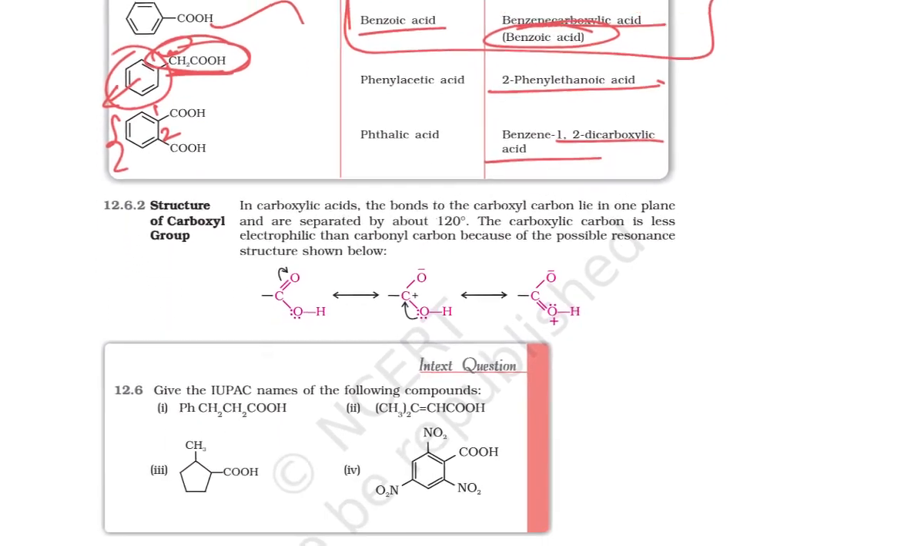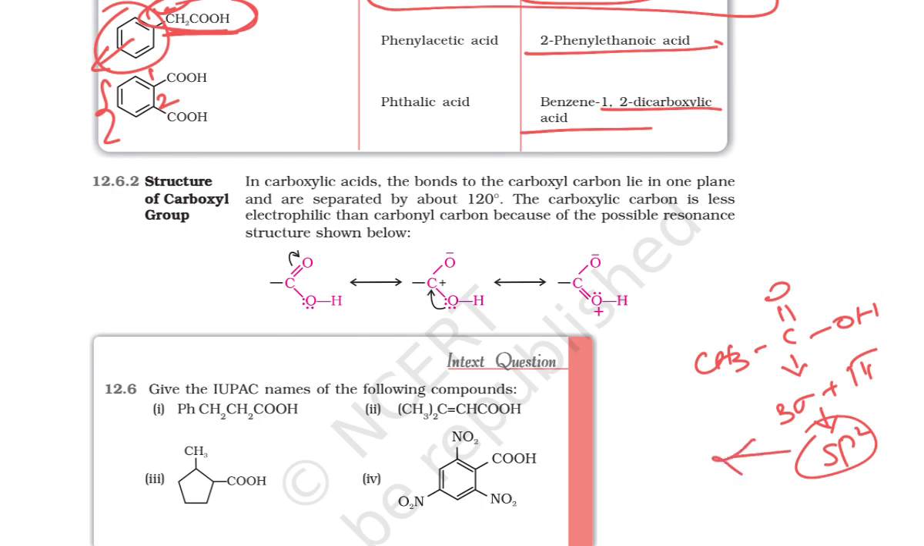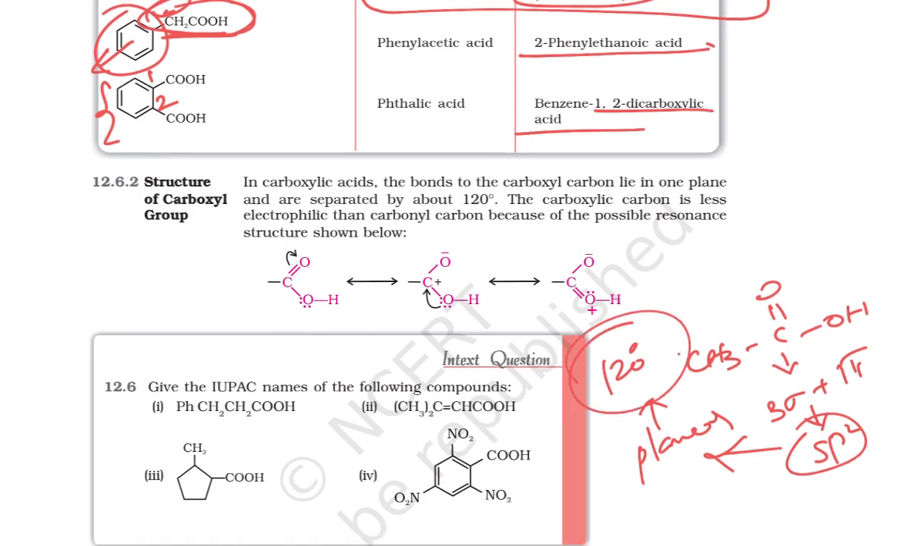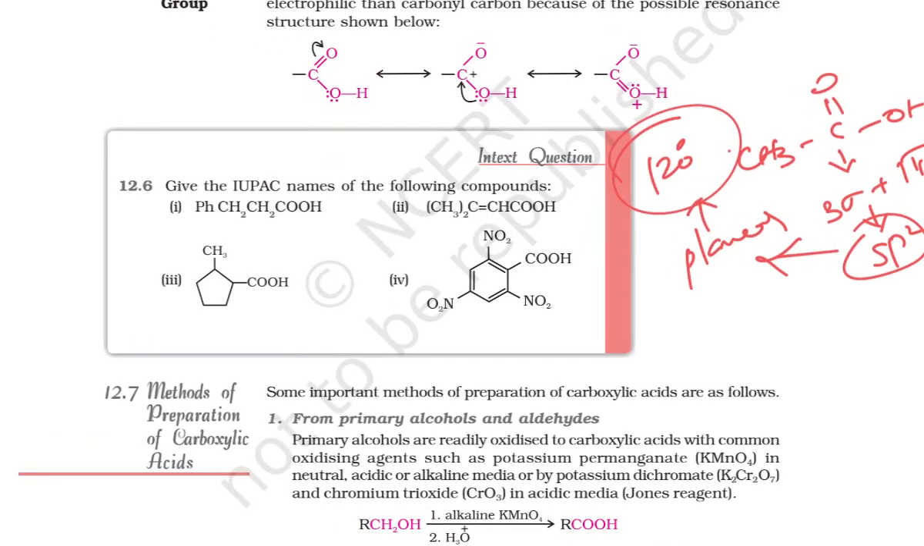So we will come to the carboxylic acid structure. Look here, this is your CH3 C double bond OH, right? This is your carboxyl carbon. In this carbon we have 3 sigma and 1 pi bond. With 3 sigma and 1 pi bond it means sp2 hybridization. The structure is trigonal planar, the bond angle is 120 degrees. Okay, we all know that. Next we go for the IUPAC names of some of the compounds given here.